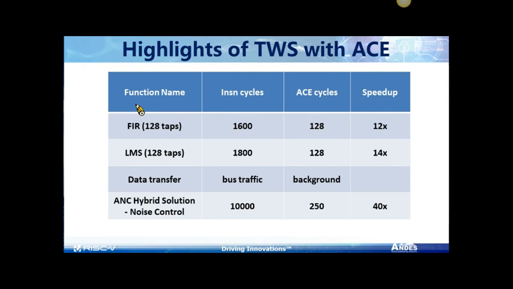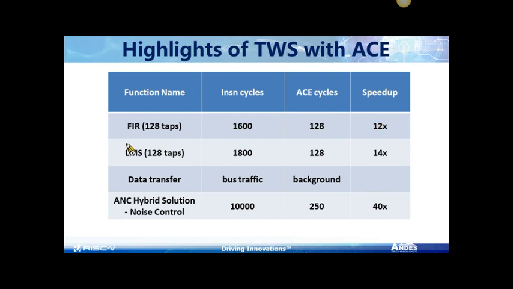First, let's take a look at the performance results. In this application, we have designed 3 critical instructions for noise control algorithm and for some other Bluetooth routing jobs in the TWS platform. The first function, as you can see in this table, is FIR filter with 128 taps. If we run FIR filter in pure C code, it will take around 1,600 cycles. But if we run it with customized instruction, it will only take around 128 cycles. So the speed up would be around 12 times.